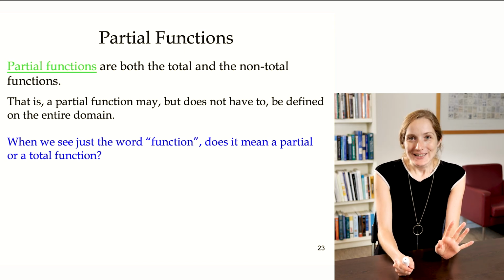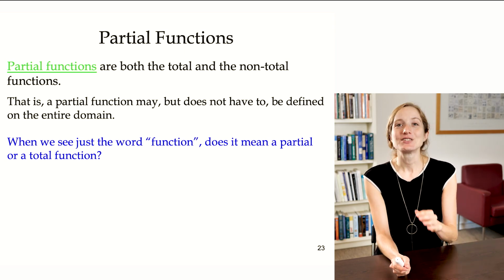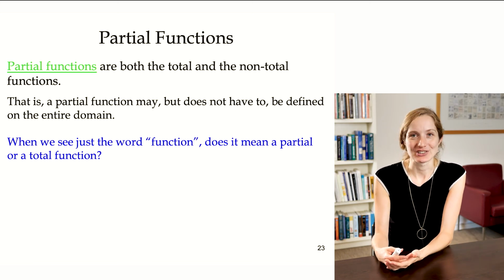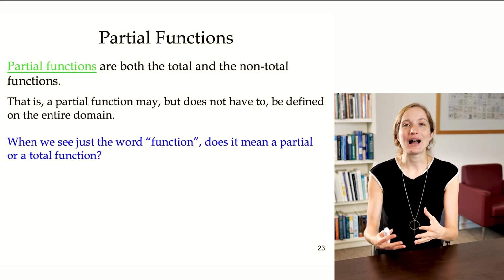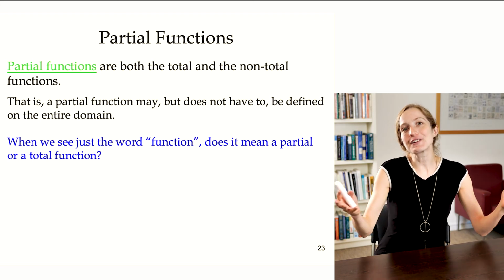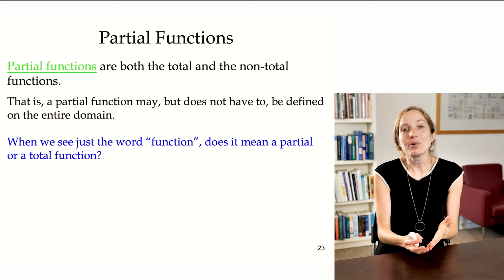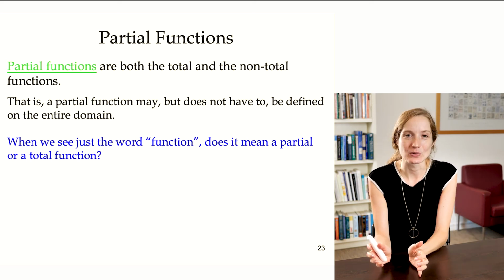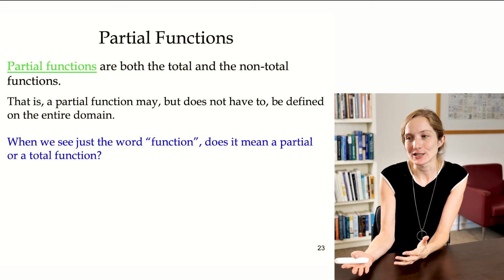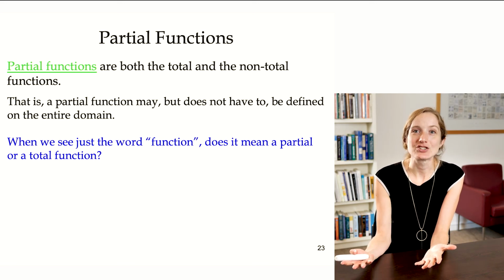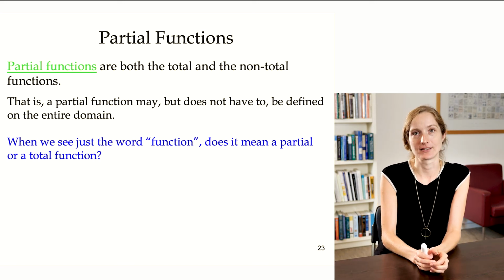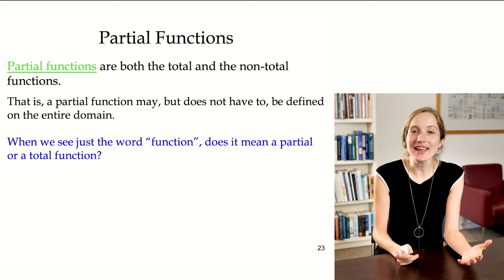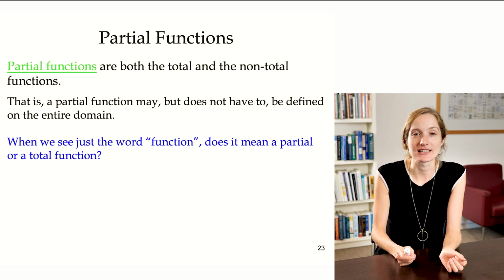All right, so one point to note in terms of terminology. I've defined for you what is total, and now seemingly the opposite is partial. But actually, the idea is that every function is partial. Partial functions include both the total functions and the ones that are non-total. So you can never say this function is not partial. It's always partial. It's just that total ones are a special case of partial functions. That is, a partial function may, but does not have to, be defined on the entire domain.